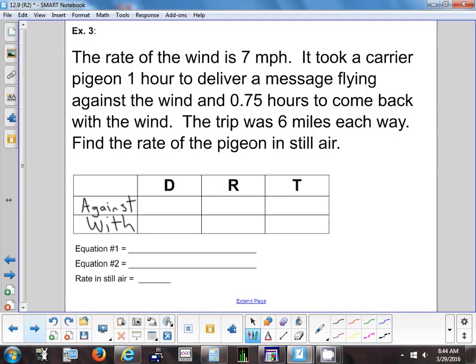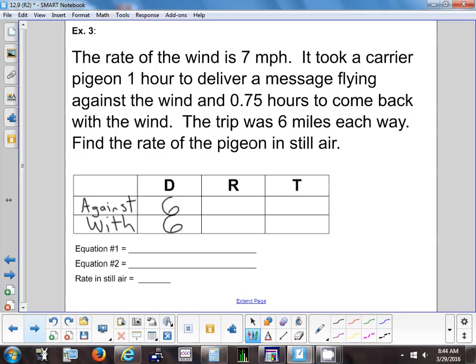Now, do we know the distance? Did we mention distance at all in that problem? Yes, 6 miles, right? So the distance is going to be 6. It's 6 going against the wind, and it's 6 going with the wind.